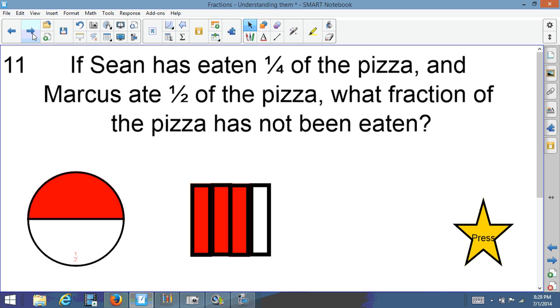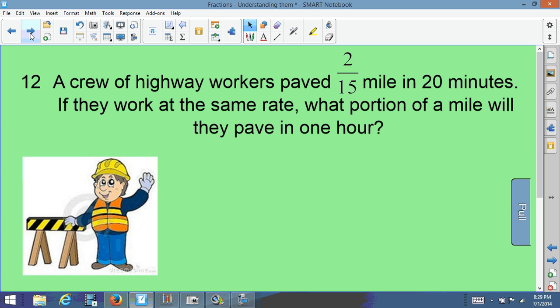Here's where we're going next time we meet. If Sean has eaten 1/4 of the pizza, and here's his pizza over here, 1/4, and Marcus ate 1/2 of the pizza, so Marcus has eaten half of the pizza. What fraction of the pizza has not been eaten? So here we got different amounts of pizza that was eaten. So we've got to figure out how we deal with different bottom numbers. That's interesting.